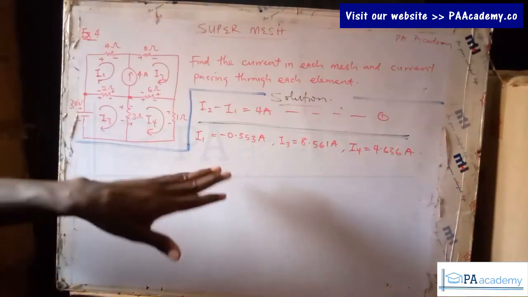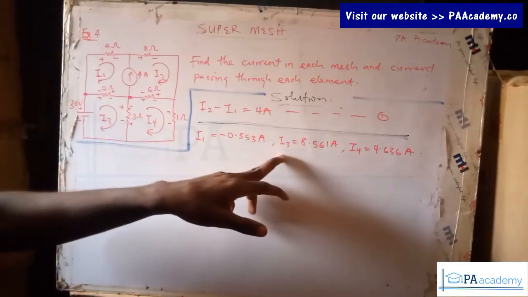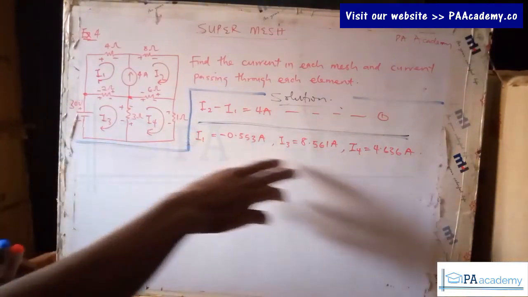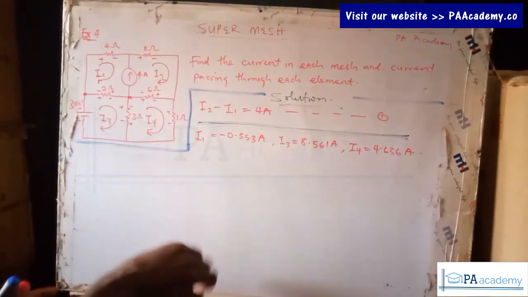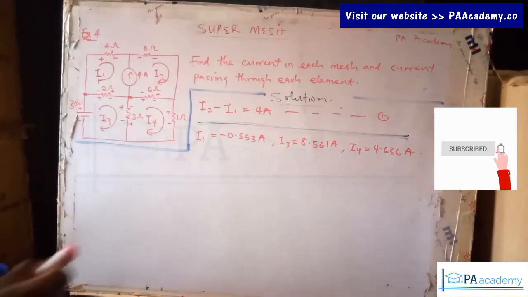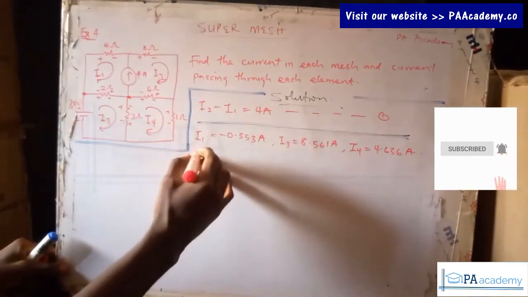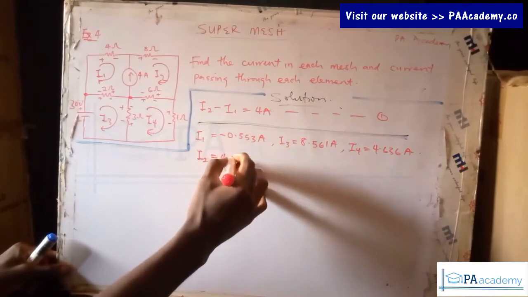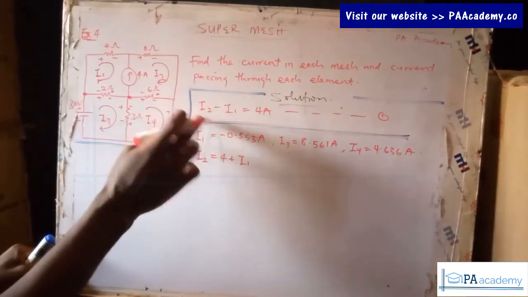But whichever way, this is what you're going to get: I1, I3 and I4. But now we don't have I2, but with these values we can use them to get I2. So that's why I left this particular equation 1. So from here we know that our I2 is 4 plus I1. That is from here.